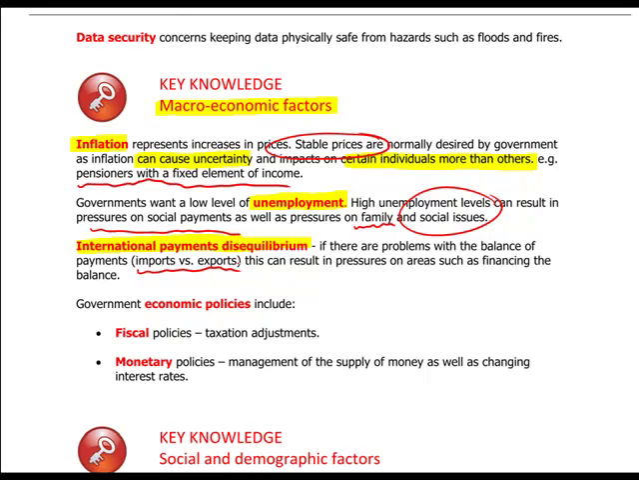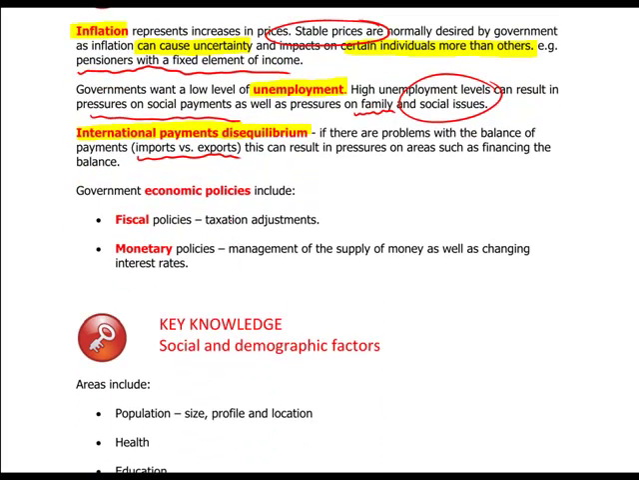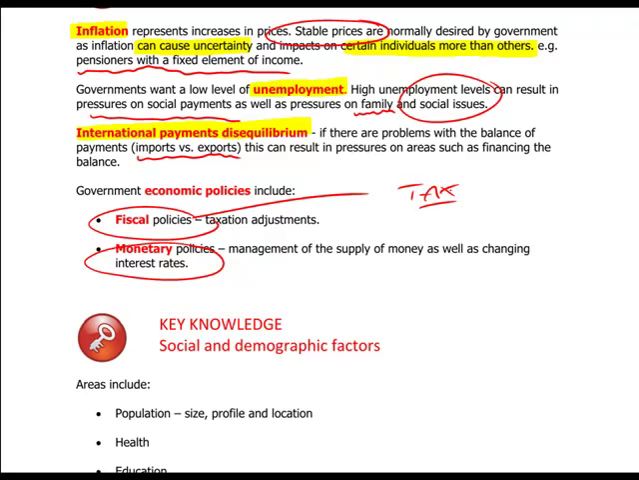What policies do governments have? Two main ones here: fiscal and monetary. Fiscal is all around taxation, adjusting the level of taxation, increasing the level of personal income tax, for example, adjusting the level of corporate income tax, value-added tax, VAT. These are all taxation adjustments.